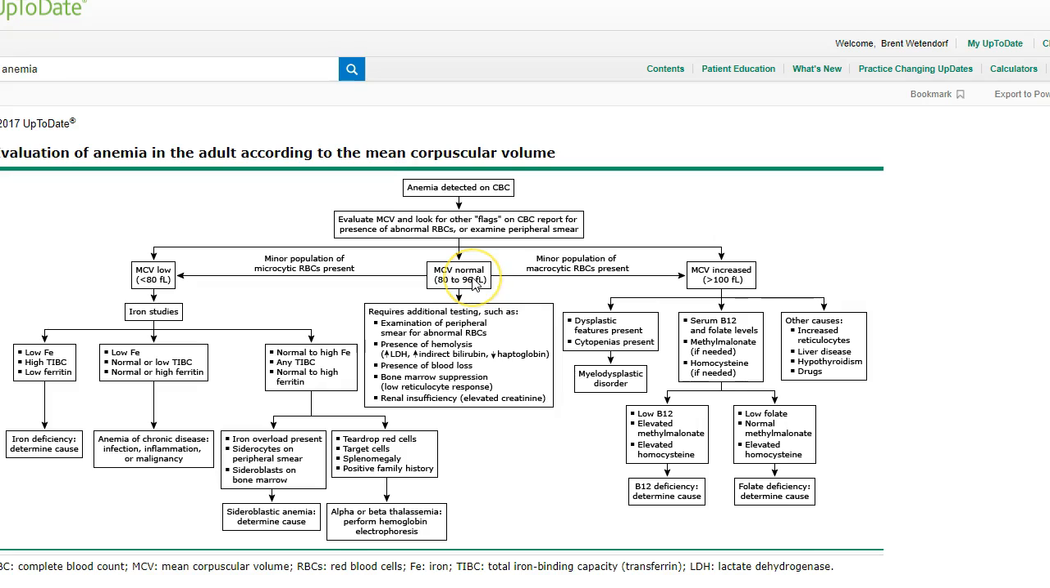So if you have a normal MCV, you're going to look out for, make sure you're looking at those reticulocyte counts. Make sure there's not any bone marrow suppression going on. Check your BUN and creatinine, see if there's any underlying renal insufficiency if you're suspecting anemia. There's red flags. Hemolytic anemia could be going on.